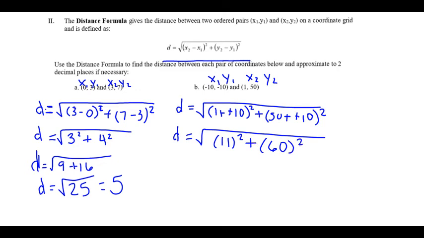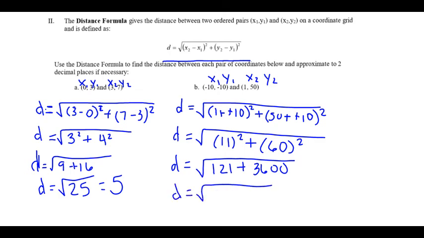So we get d equals the square root of 121 plus 3600. And so that's going to be d equals the square root of 3,721. And when we do that, our answer equals a whole number of 61. So they are 61 units apart.